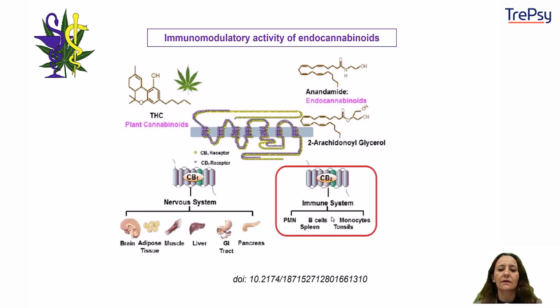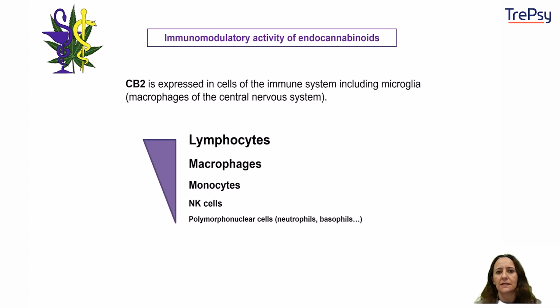As we can see here, in spleen, in tonsils, this receptor is expressed, but we will see that not only in these places. CB2 is expressed in cells of the immune system, including microglia, macrophages of the central nervous system. From the highest to the lowest expression, we can see here that lymphocytes, macrophages, monocytes, NK cells, and polynuclear cells are the least present cells of this CB2.